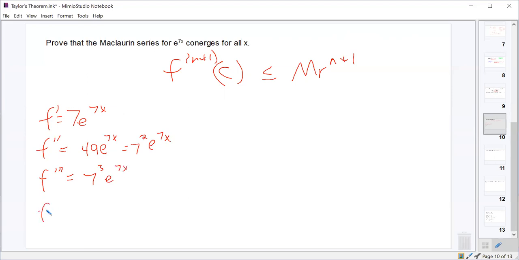So what's the n plus first derivative evaluated at c? Should be 7 to the n plus 1 times e to the 7c. Do y'all agree with that? Yes.